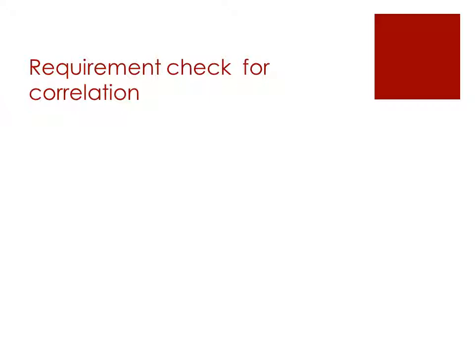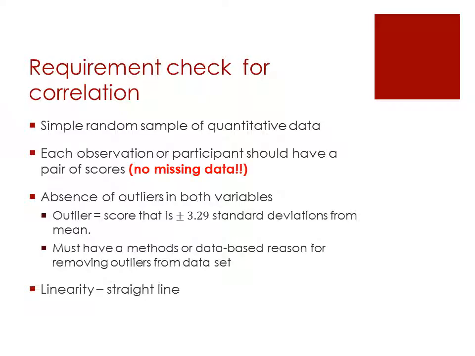Before you do a correlation, here are several requirement checks you need to make. You need to make sure you have a simple random sample of quantitative data, as we have always done before. Each observation or participant should have a pair of scores. This is really important. You cannot have missing data. I cannot be running correlations if I have one value but not the other.